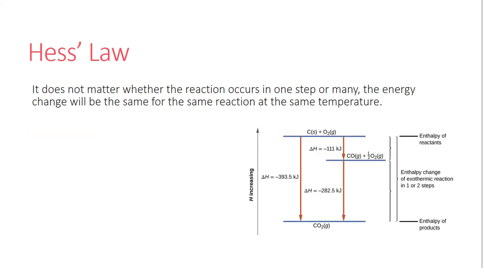So the real picture here is, and you can't see the reference down here, but it's from the OpenStax book in Unit 5, Chapter 5, is that it doesn't matter whether you go from reactant to product in one step or in two different step reactions. If you add up negative 111, negative 282, you still get the negative 393 regardless of how you do it. It's the same energy here.